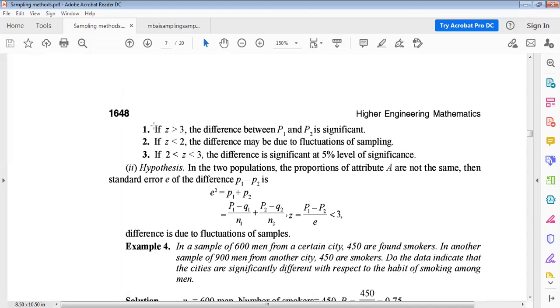Depending on Z, there are 3 conditions. If Z is greater than 3, the difference between P1 and P2 is significant. If Z is less than 2, then the difference is due to fluctuations of sampling. If Z lies between 2 and 3, the difference is significant at the 5% level of significance. We have to remember these 3 conditions. Okay.